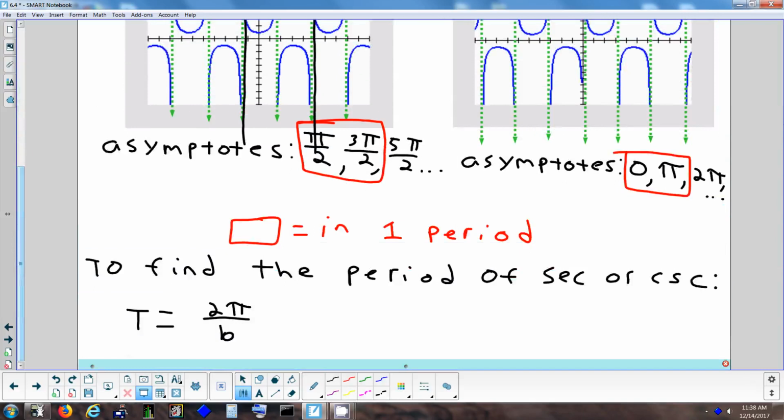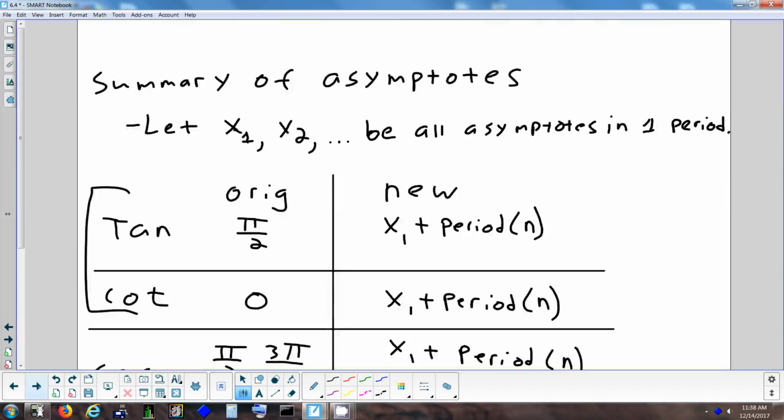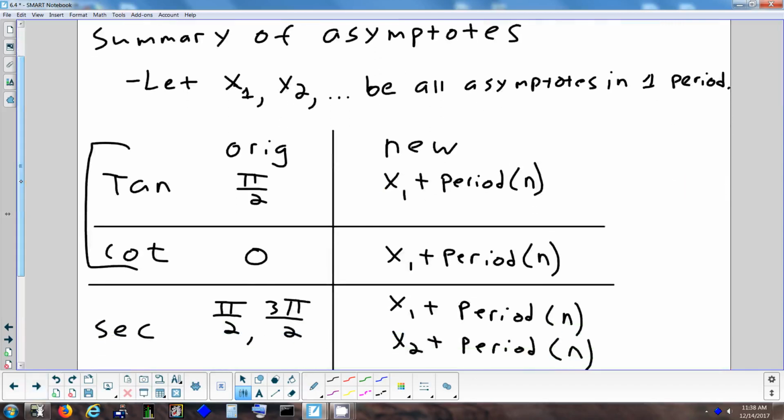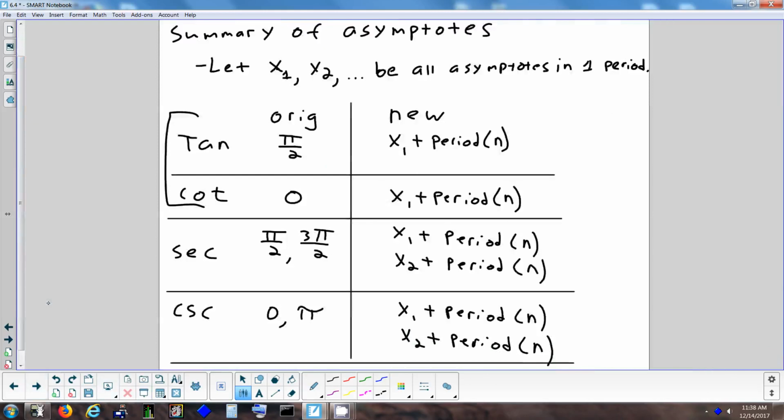All right, so now I'm going to put up a chart and try to make it as simple as I can for how you find the asymptotes in any function for any transformation. So the first thing that you have to know is, where are the asymptotes starting originally? For tangent, the first one is at pi over 2. For cotangent, the first asymptote is at 0.